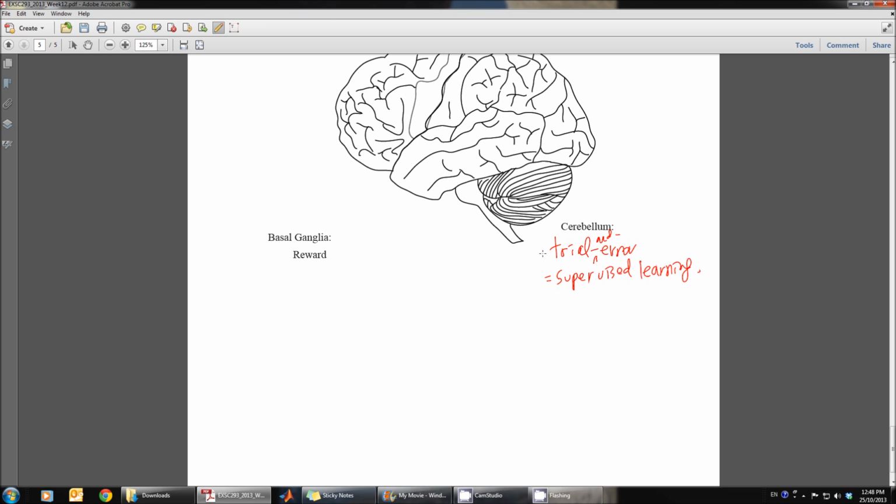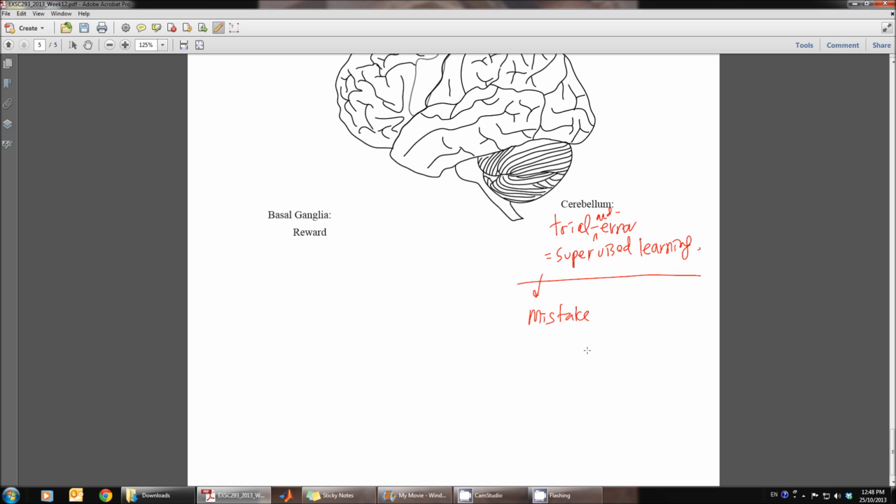So this is the cerebellar learning, and when we apply this to exam preparation, first thing is you have to make mistakes to learn from it. So mistake: how do we make mistakes in learning? By solving questions. So in order to find mistakes, you've got to test yourself. So do the practice questions.